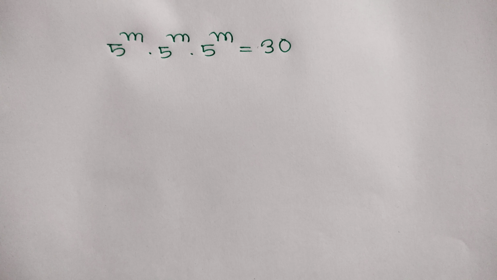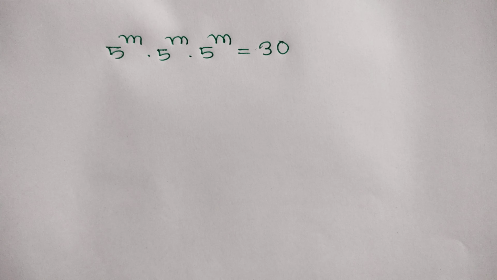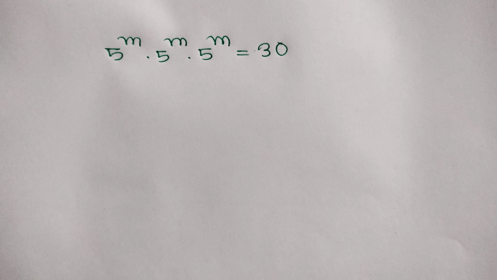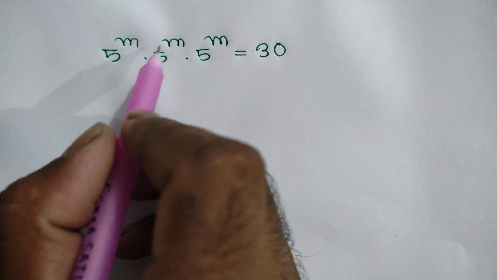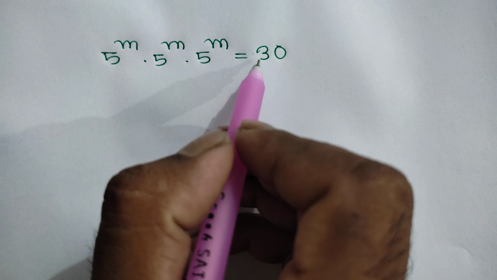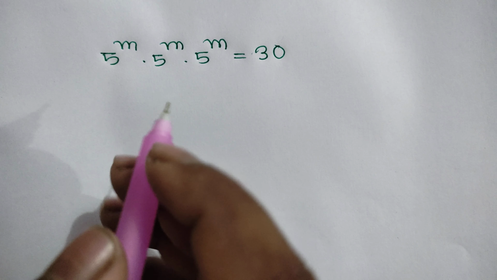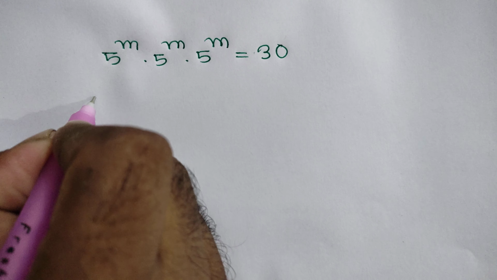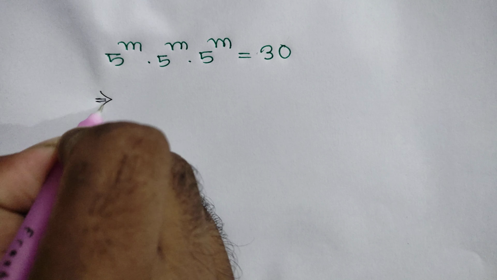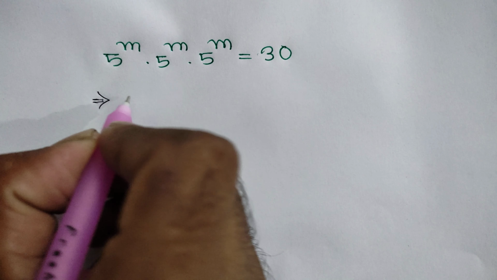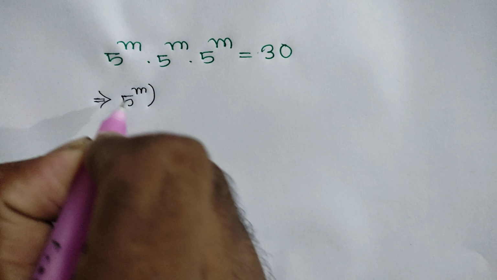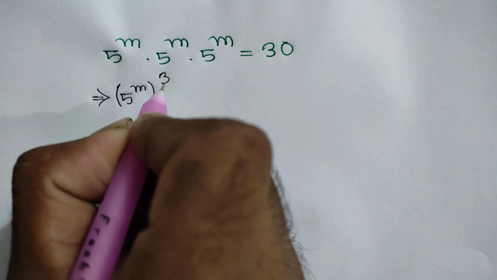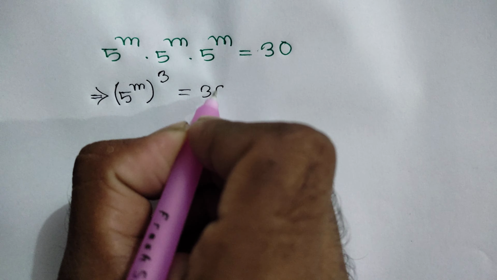Hi everyone, in this video I am going to show how to simplify this math Olympiad problem: 5 to the power m times 5 to the power m times 5 to the power n is equal to 30. M is equal to what? Okay, we can write here 5 to the power m whole cube is equal to 30.